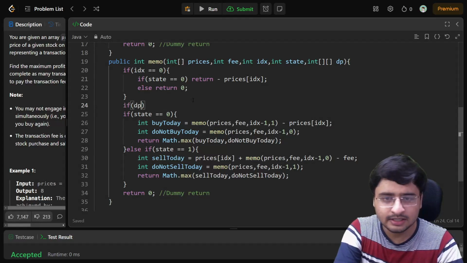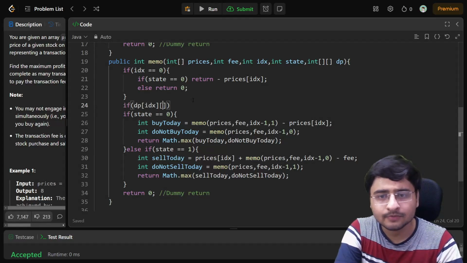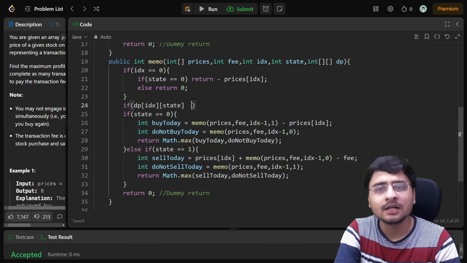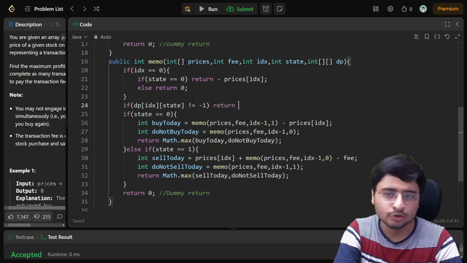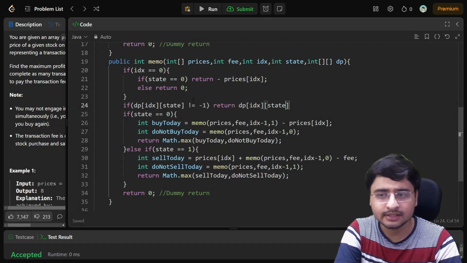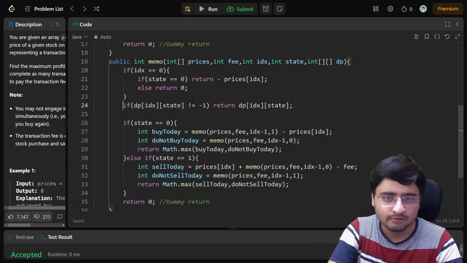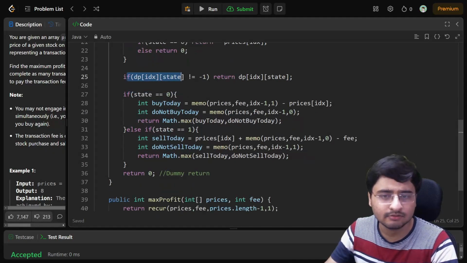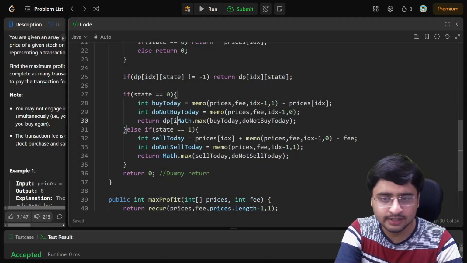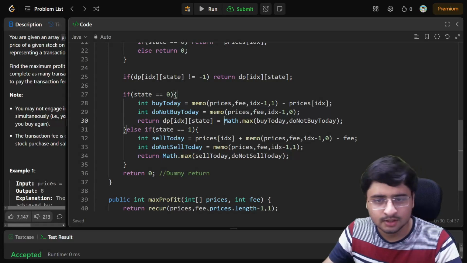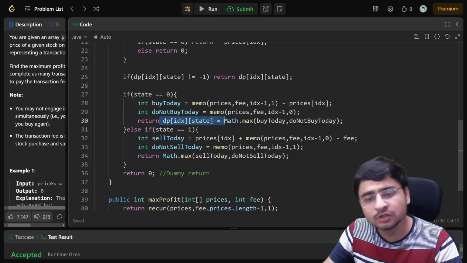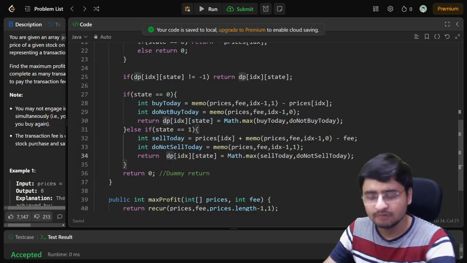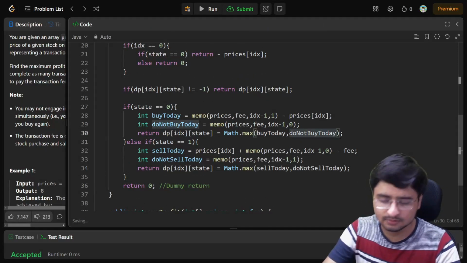So if dp[idx][state] is not equal to -1, I'm going to return dp[idx][state]. This is the recalling strategy. We are not going to go ahead if we already have the value for that particular index. But for the remember strategy, we're going to set dp[idx][state]. So here we remember the answer, and in future, if we try to access this particular state, we recall this answer, and this actually solves the problem itself.